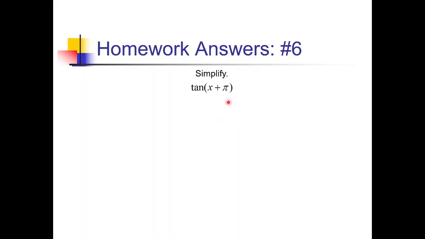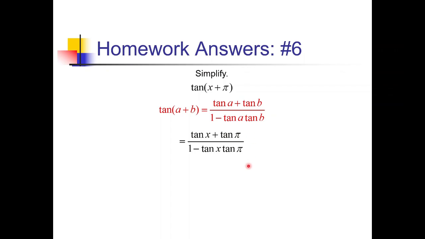For this problem, we're trying to simplify tan of x plus pi. So I'm going to use my tan of a sum formula on this one. So that's tan of, in general, tan of a plus tan of b over 1 minus tan of a tan of b. So we've got tan of x plus tan of pi over 1 minus tan of x times tan of pi. The tan of pi, that is the slope at 180 degrees. Since that's a horizontal line, essentially, that's a slope of 0. So we have tan of x plus 0 over 1 minus tan of x times 0.